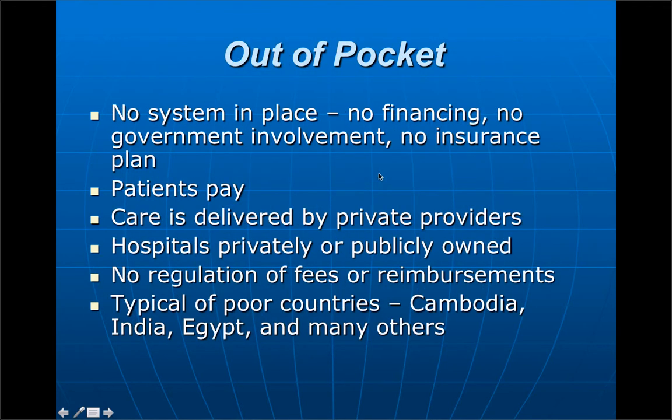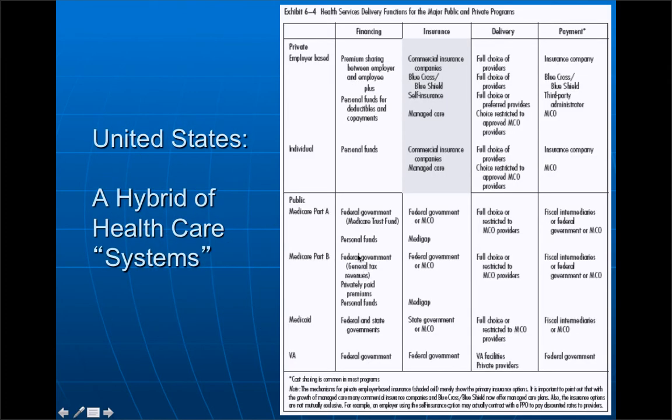Now, compare those to out-of-pocket. There's no system in place, there's no financing, nobody's got an organized system for collecting money, there's no government involvement, there's no insurance plans, patients just pay out of pocket. And they go to private providers, private hospitals or clinics, which might be private or public, and there's no regulation of fees or reimbursements. And this is typical of countries that are third world or poor or developing, Cambodia, India, Egypt, many other countries.